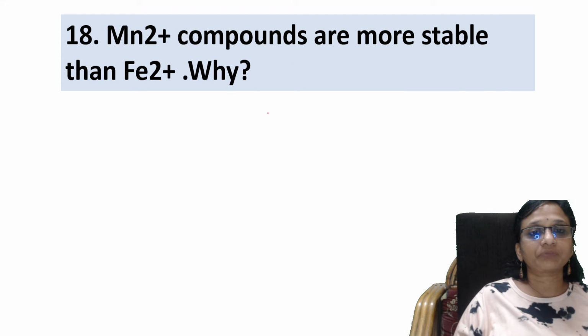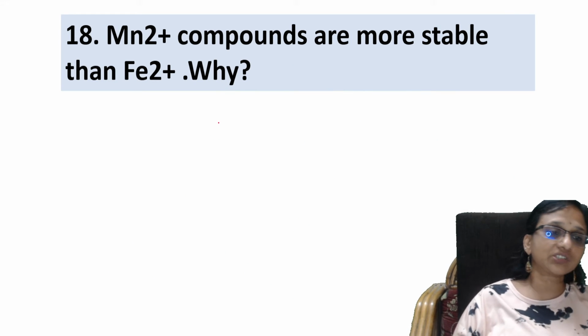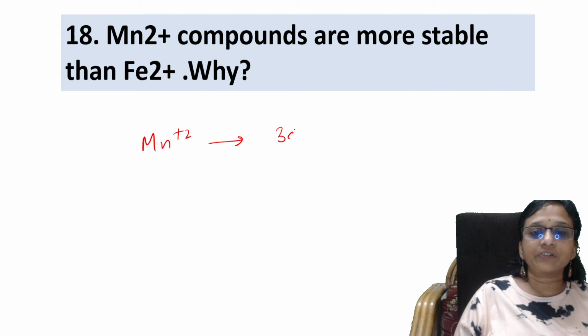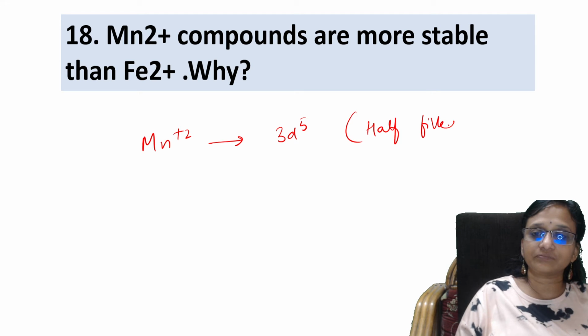And next question. Mn plus 2 compounds are more stable than Fe plus 2. Why? One simple answer. Mn plus 2 has 3d5 configuration, which is half filled. Easy. Half filled means most stable.